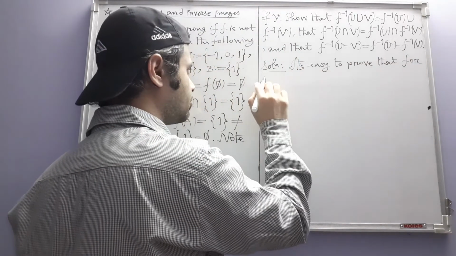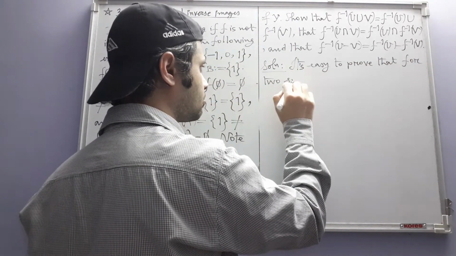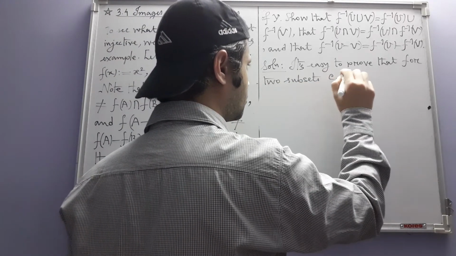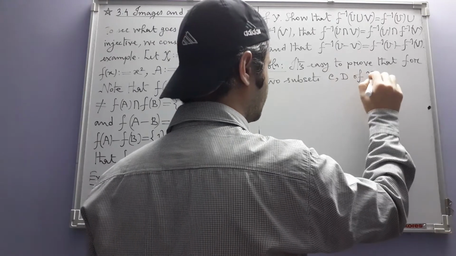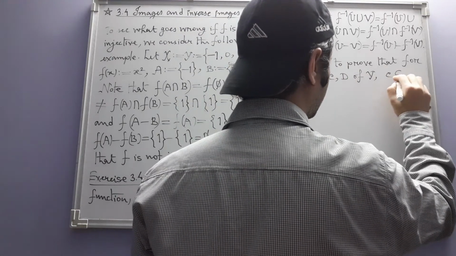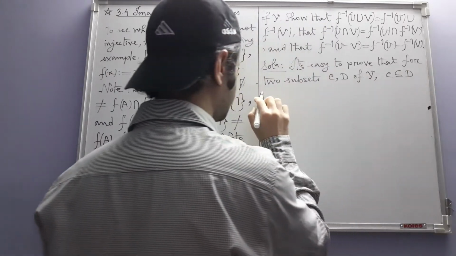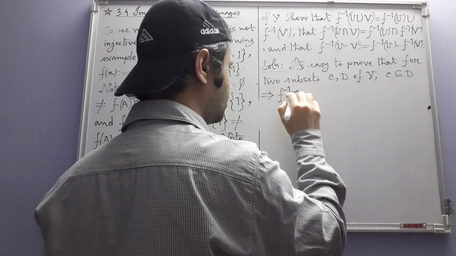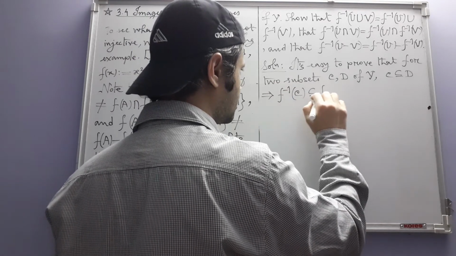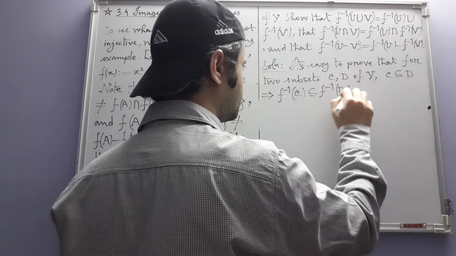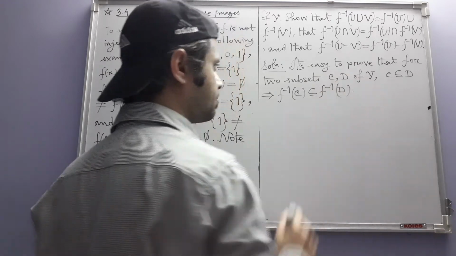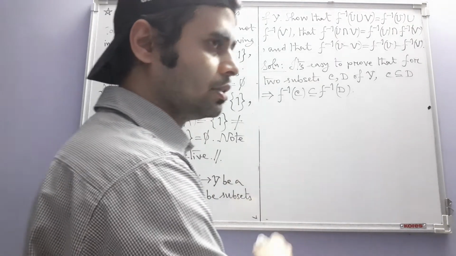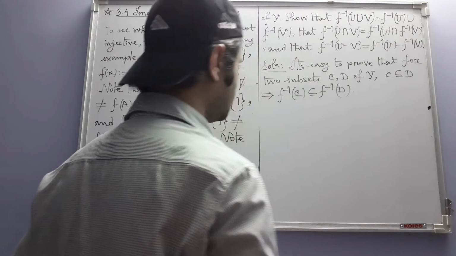It's easy to prove that for two subsets C and D of Y, if C is a subset of D, then that implies f inverse of C is a subset of f inverse of D. Okay, and we are going to use this just like how we used the other one in the previous solution.